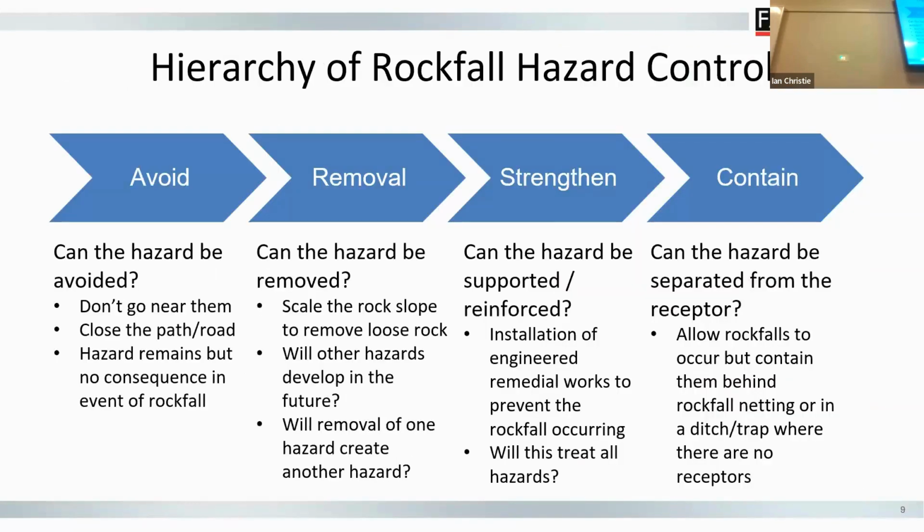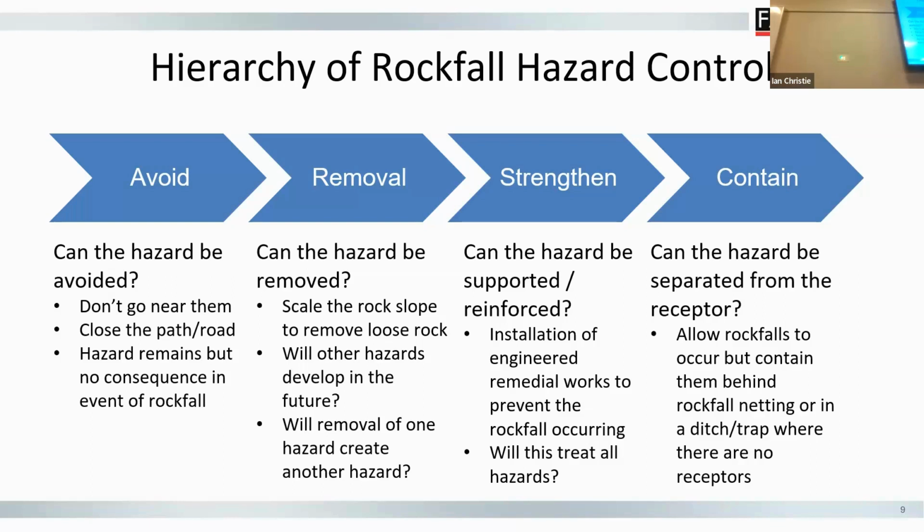So we know what hazards we can be looking out for. Now, what do we do? It's called the hierarchy of rockfall hazard control. It doesn't really mean that any one technique is better than another, but it's certainly a thought process that we all go through when we are starting off with a new situation.